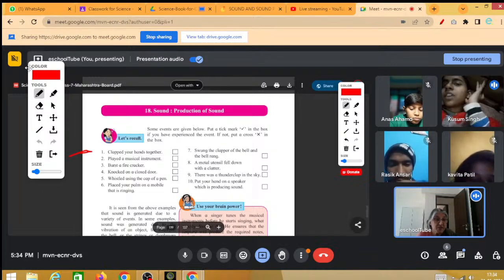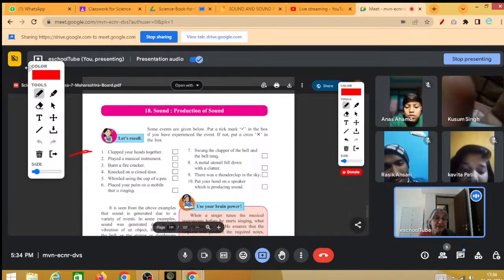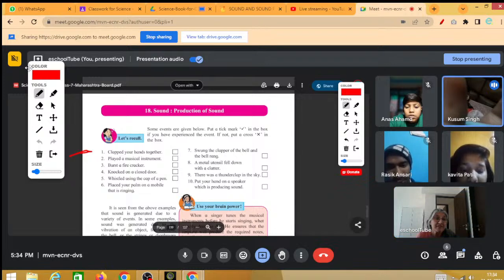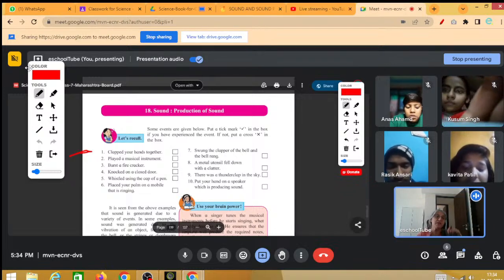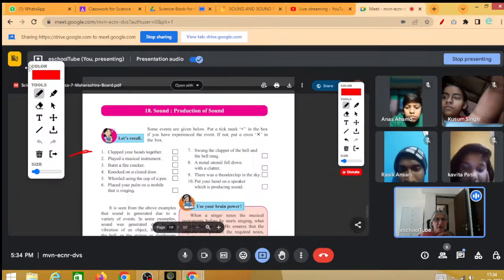There are two things. Sound and something else is also produced when you burst a firecracker. And light. Yes, light and sound both are produced. What is happening? Something is vibrating and creating a sound. The bomb also vibrates and the sound spreads everywhere.